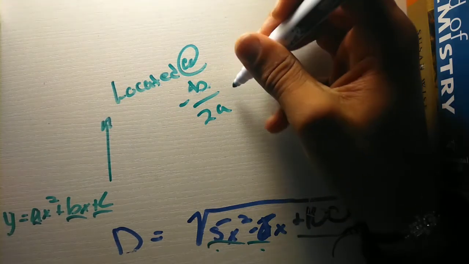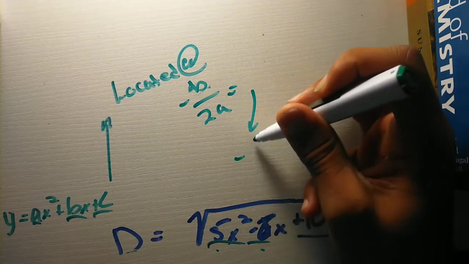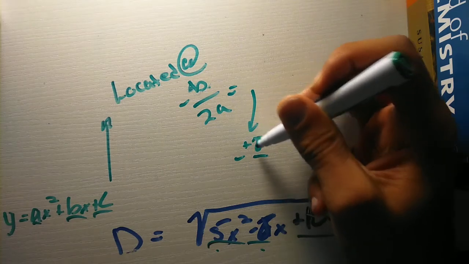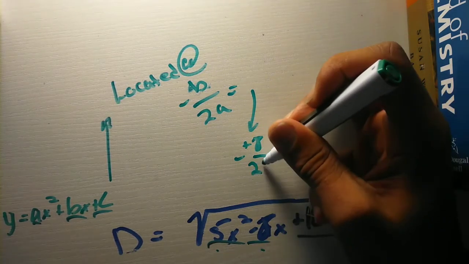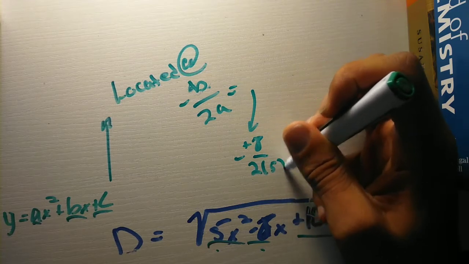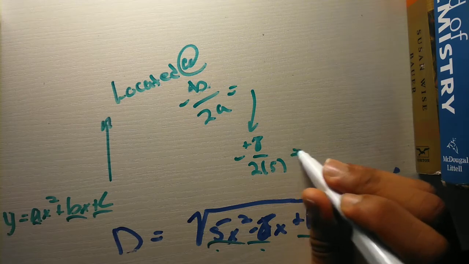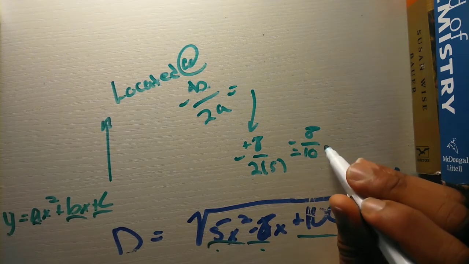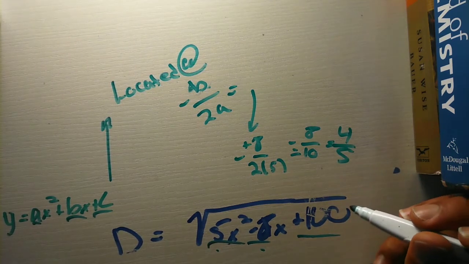So let's do that really quickly. So this is equal to minus 8, which ends up being plus 8 because it's already a negative, and we have 2 times 5. Let's see what we get. All right, so this is equal to 8 over 10, which is also equal to 4 over 5.